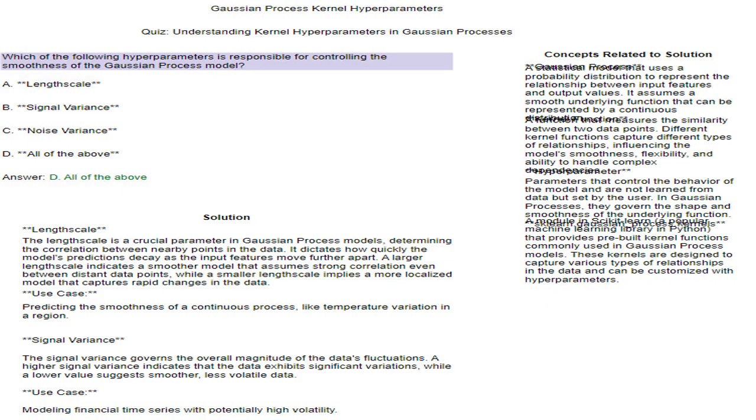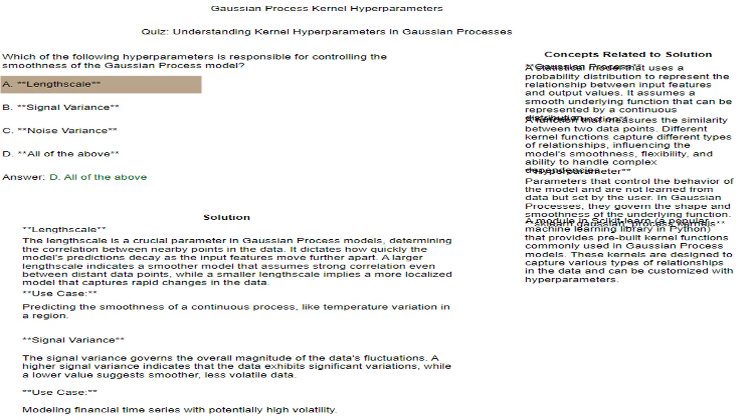Which of the following hyperparameters is responsible for controlling the smoothness of a Gaussian process model? A. Length scale. B. Signal variance. C. Noise variance. D. All of the above.